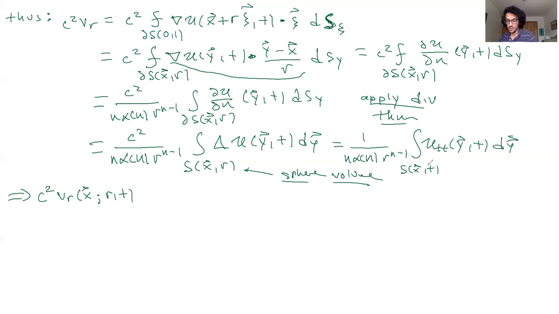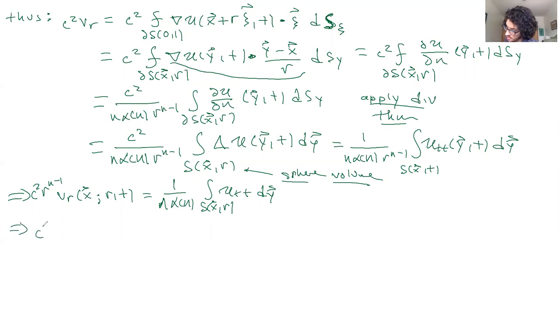So if I want to do some more manipulation, what I can do is multiply this through by r to the n minus one. So I have a c squared, and then let's multiply through by r to the n minus one just to get rid of that part there. So I end up with one over n alpha n integral over s r u_tt dy, fine, okay. Then what I'm going to do is differentiate this with respect to r. So I get c squared r to the n minus one v_rr, okay. Why am I doing that? We'll see.